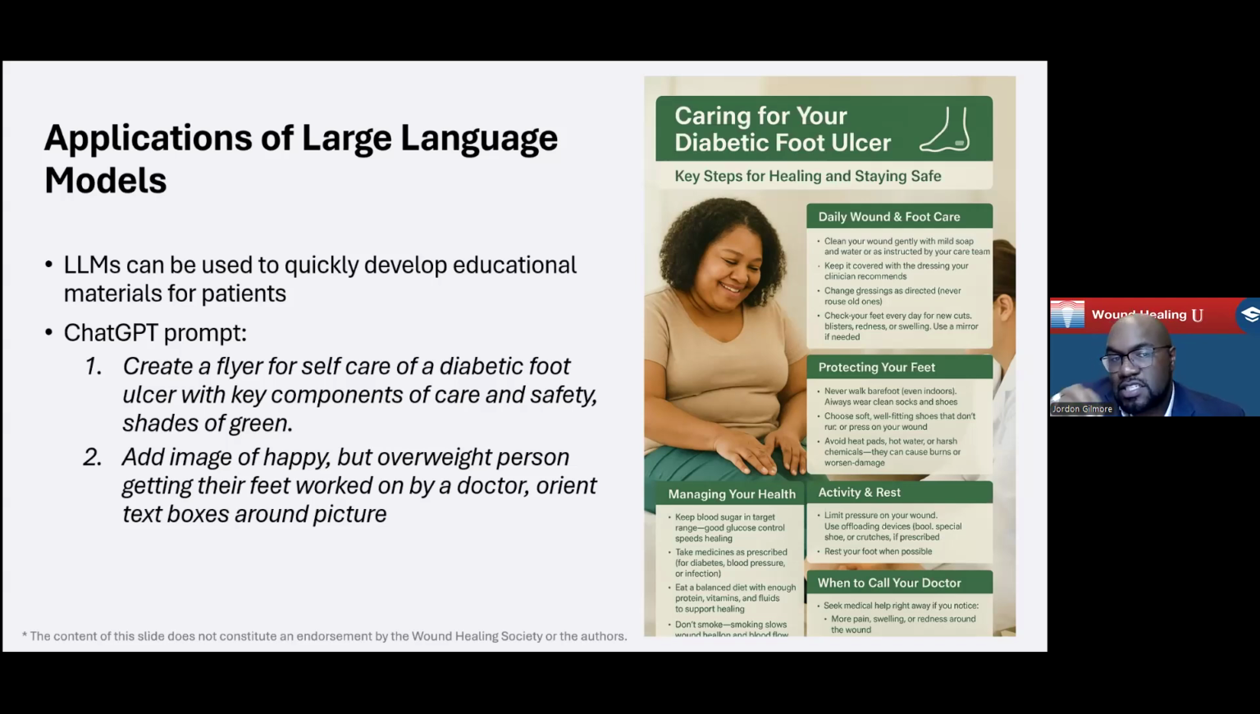Notice that I didn't actually describe what the key components of care were, right? The model actually came up with this on its own, and you all can read that. I think it is fairly reasonable, but you all can read it and maybe tweak it and make some suggestions. But then you can add some things, right? So I add an image of a happy but overweight person getting a foot exam. So we can do this. We can create images in content with these large language models as well. That's a pretty good example there.